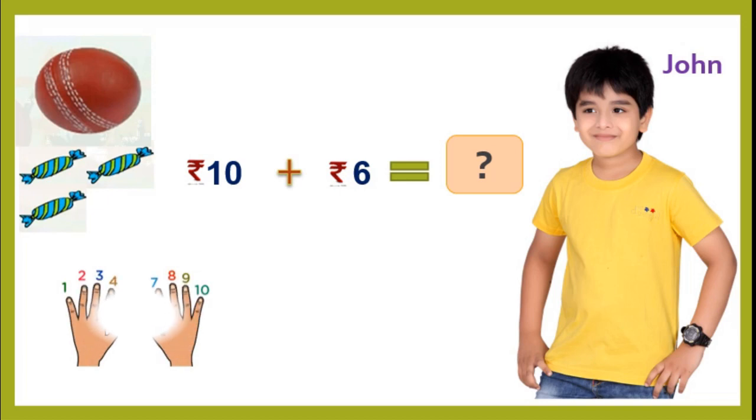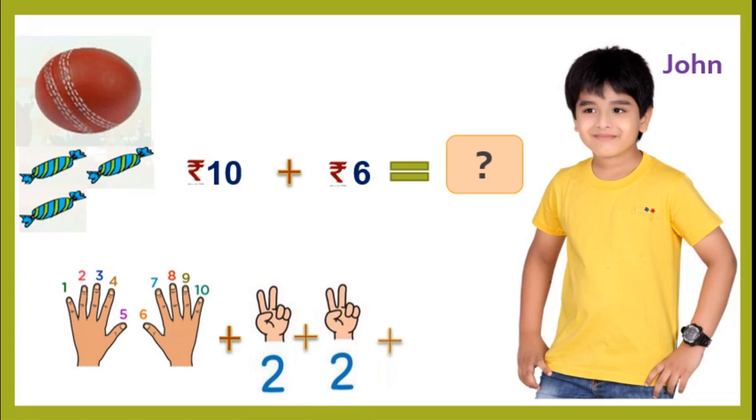Okay, here 10. Here we can take 10 fingers. This you know, correct? 10 plus 1 chocolate for 2 rupees. Second one for 2 rupees. Third one for 2 rupees. See here 10. This is 11, 12, 13, 14, 15, 16. Yes, means John has to pay 16 rupees to the shopkeeper. Isn't it?